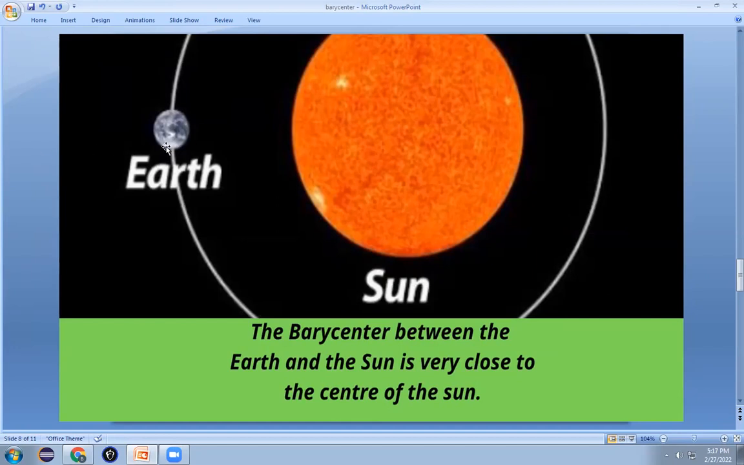When we compare earth and the sun, where does the barycenter lie? Tell me, where does it lie? Between earth and the sun? No, that is wrong. What did I tell? The barycenter is located towards the more massive object. Which has more mass, earth or sun? Sun. So where is it located? Near the sun.